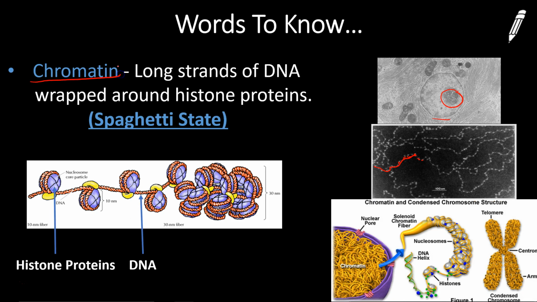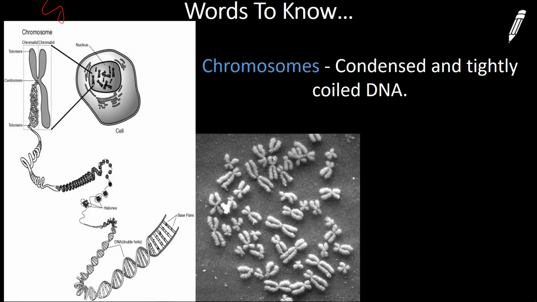So anytime I say that word chromatin, I'm referring to DNA that's loosely wrapped around these histone proteins, okay? And I refer to that as the spaghetti state, okay? It looks like a bowl of spaghetti. There's our DNA loosely wrapped. It's coiled around these histone proteins that kind of help keep it organized, okay? But now what about when our DNA is tightly condensed or tightly coiled? Well, now we have what's called a chromosome.